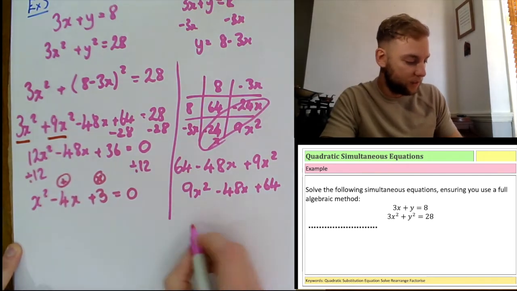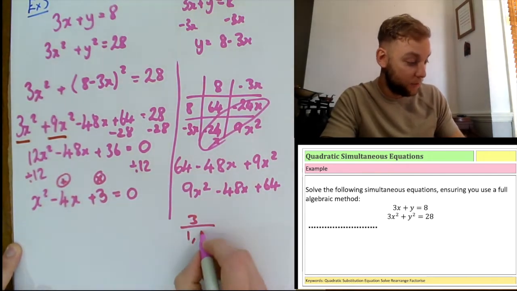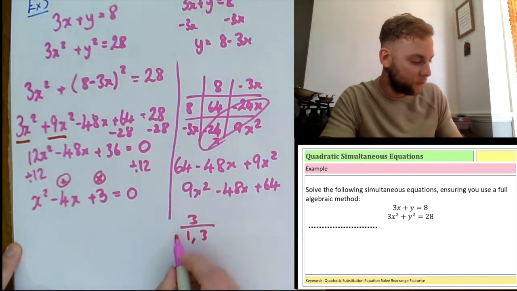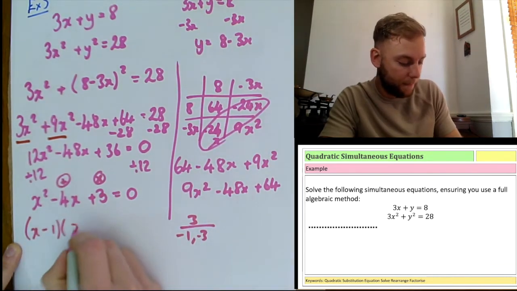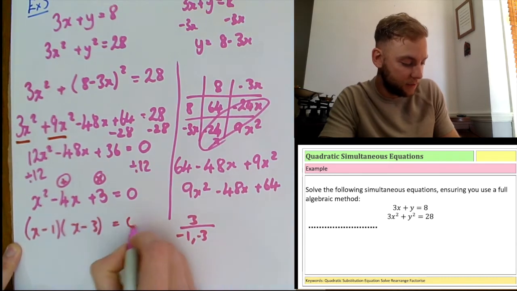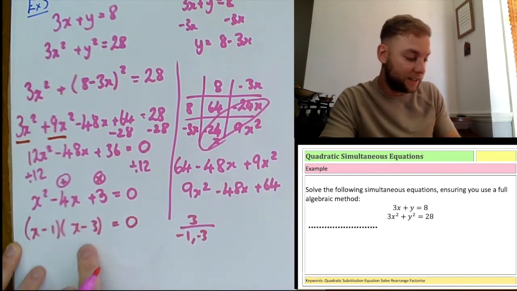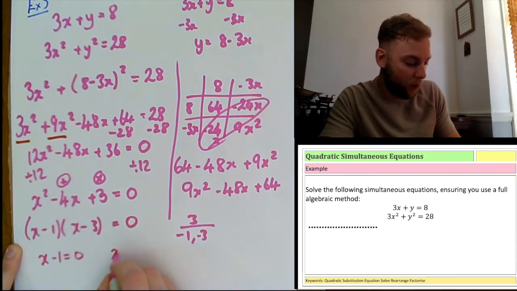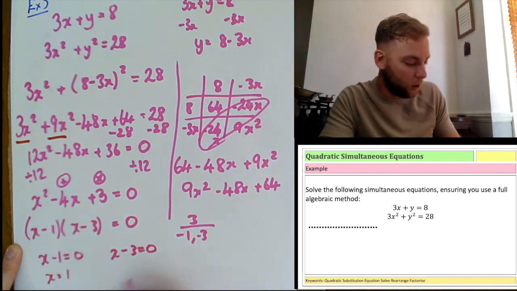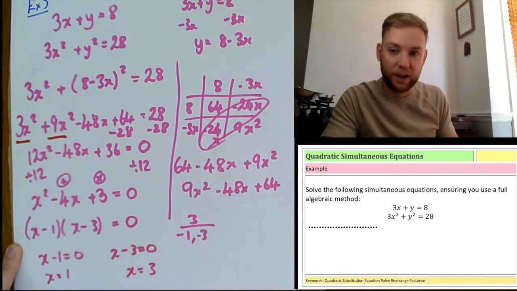Well, let's do the factors of 3. 1 and 3, that's it. Remember, it's minus 4, so it must be minus 1 and minus 3. So x minus 1, x minus 3 is equal to 0. So two things that times together to make 0. So x minus 1 is equal to 0, or x minus 3 is equal to 0. So x is equal to 1, or x is equal to 3.